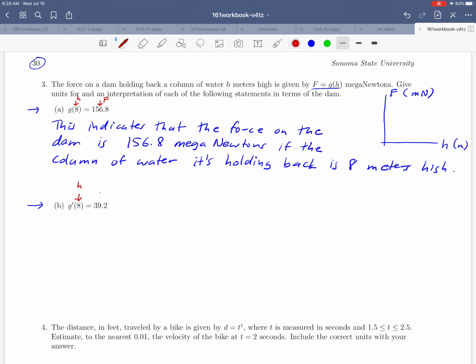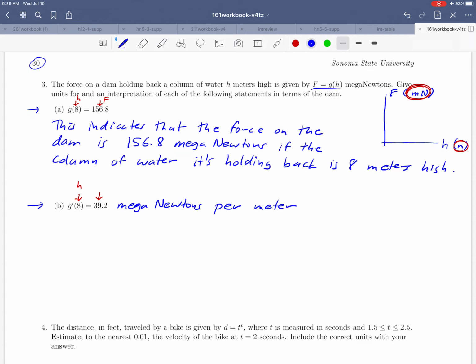Okay, well, remember, that's a value of the derivative. So geometrically, its units should be units of a slope. And looking back up at the top of the page at our graph, that means the unit should be meganewtons per meter, rise over run. Let's attach those. Okay, and those units give us kind of a roadmap as to how we might want to explain this. Okay, so it's just telling us how fast the force on the dam is increasing relative to the height of the water that it's holding back.